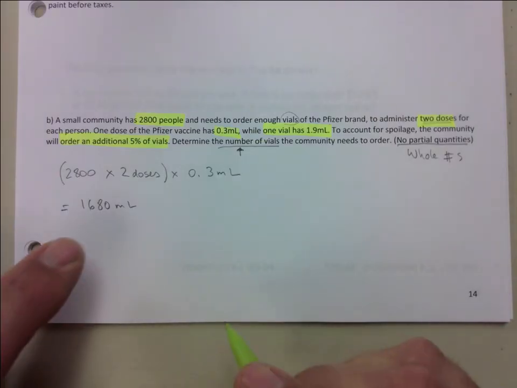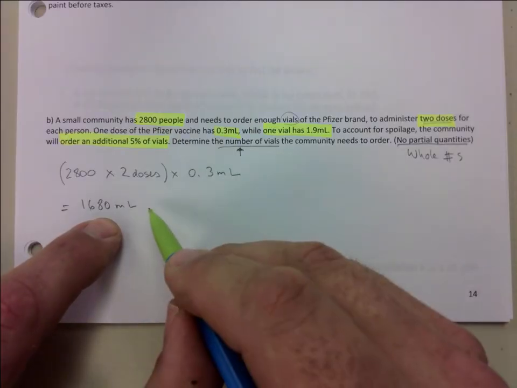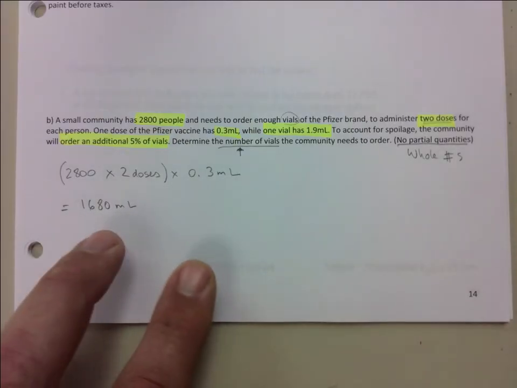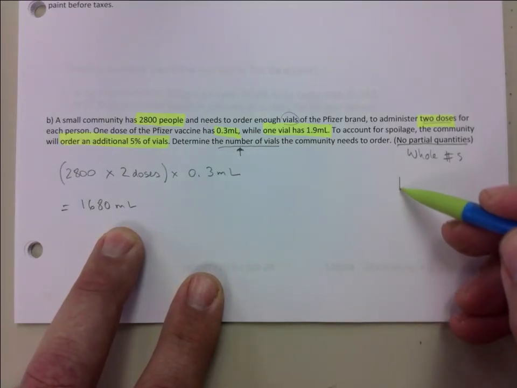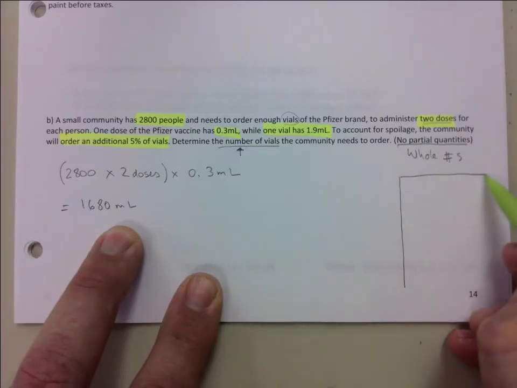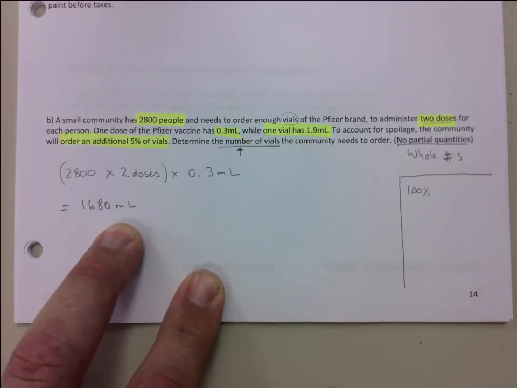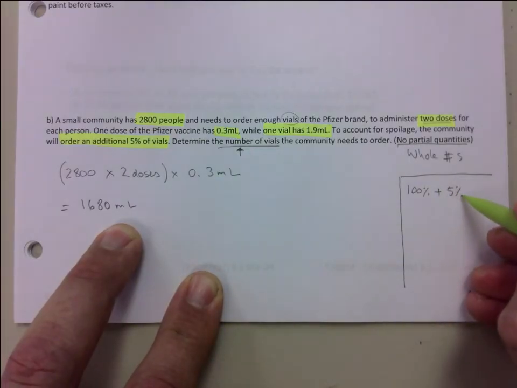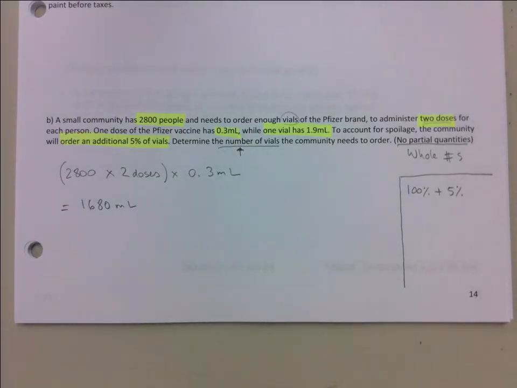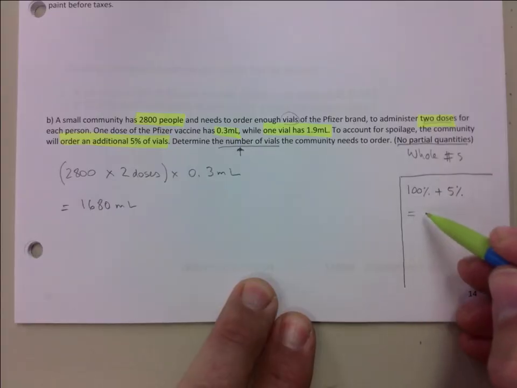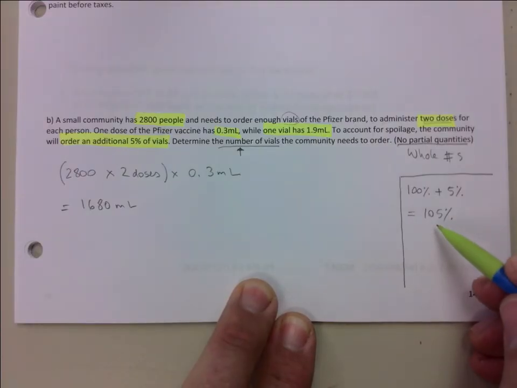All right, so what I'm going to do here is multiply it by 1.05. And here's the reasoning. On the side here, think of it this way. There's 100%, the original dose, and we're going to add 5% extra to what we originally have. What would that amount to? 105%. And if you turn that into a decimal, you take this and divide it by 100, that would be 1.05.